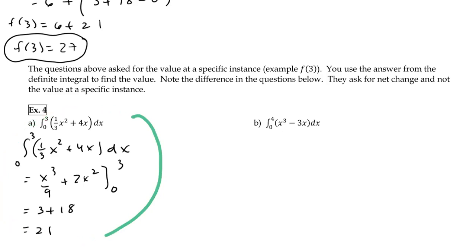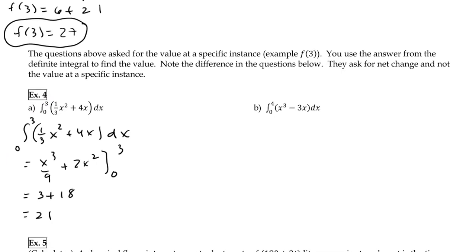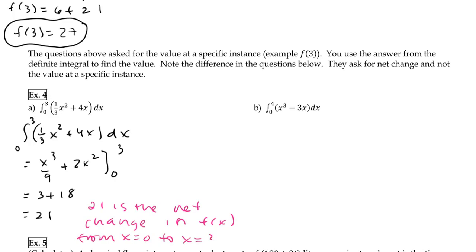What I want to do right now, though, is I want you to interpret this, because this is what we're going to have to do with this. 21 is the net change in f from x equals 0 to x equals 3. You're going to have to write this sentence out a lot on application problems. They love asking this kind of question on multiple FRQs.